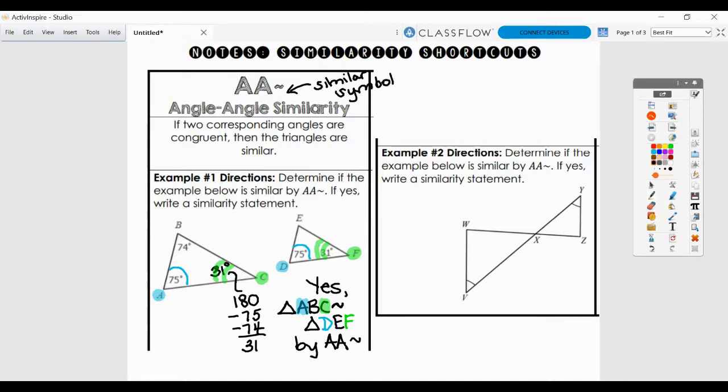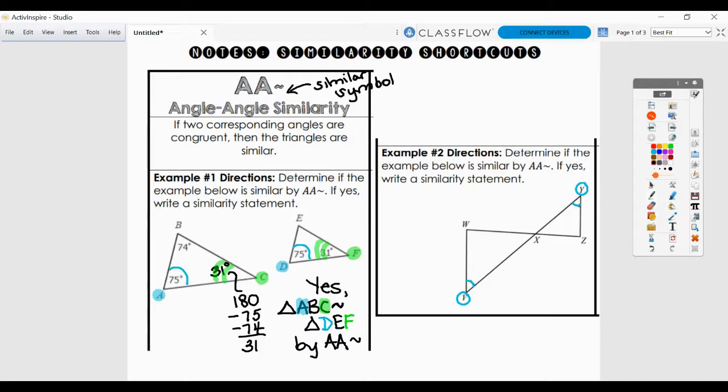Example number 2 over here, same thing. We want to determine if the example below is similar by angle-angle similarity. If yes, we want to write that similarity statement. Well, right away I have one angle here. I have that angle V is 1 mark. Same thing with angle W. So those are congruent. I need one more angle.